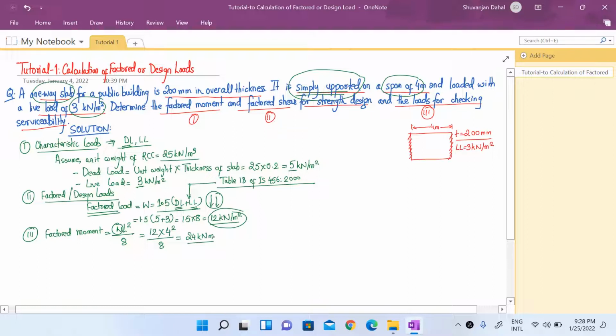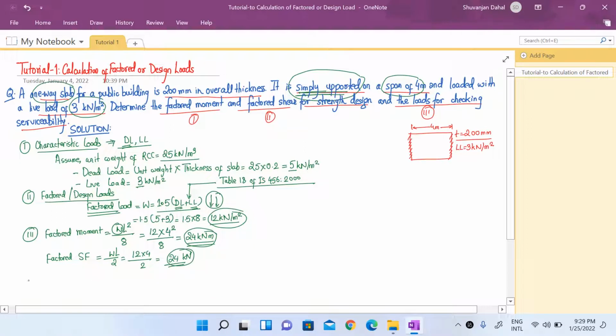And our factored shear force will be, let's write SF. The value of shear force in a simply supported slab is given by the formula WL over 2. So 12 into 4 over 2. That means 24 kilonewton. So we have got the two values here. This is the factored moment and this is the factored shear force.